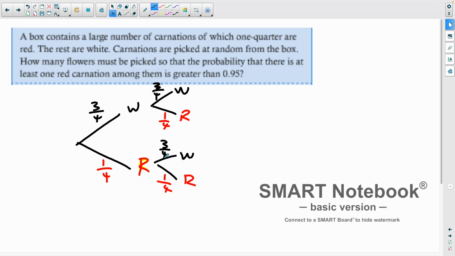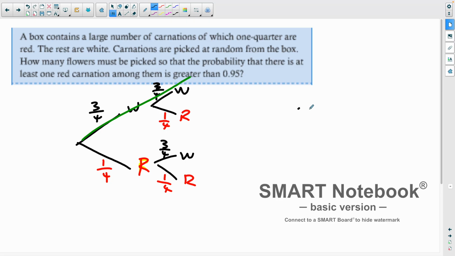Okay? So what it's asking is this. How many flowers must I pull out so that I have at least one red has a 0.95 or 95% chance of happening? Well, what is it that I don't want here? All whites, correct? The path that I don't want to take is that path right there. All the other paths will lead me to at least one red. Everybody good?